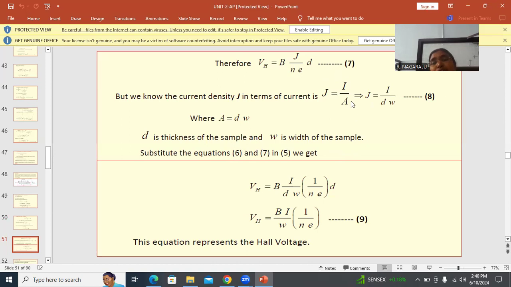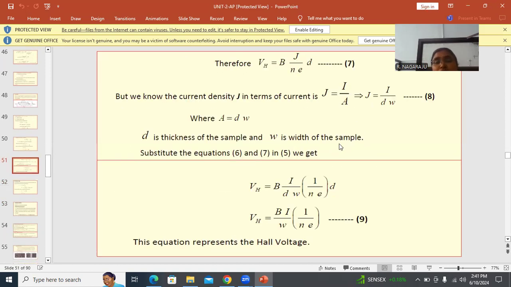Substitute 6 and 7 in equation 5. Then we are going to get equation 9. By simplifying this one, VH is equal to B by dW into 1 by NE into D. D is the thickness of the material once again. So this equation represents the Hall voltage. VH is the Hall voltage.